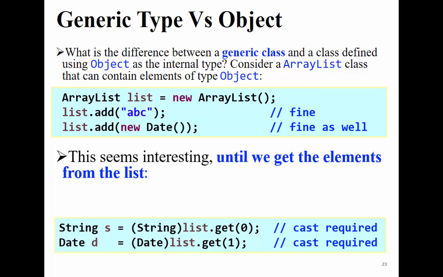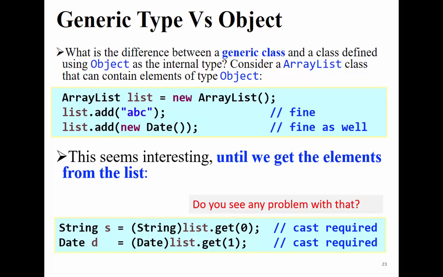Now I retrieve the second one. The second one, I look at the sheet. The sheet says date, so I have to cast it. What about if I lose this sheet? I don't know what the type of the first object is. What will happen? What do you think will happen? You will try to cast the second object as a string, then you will get a runtime error.